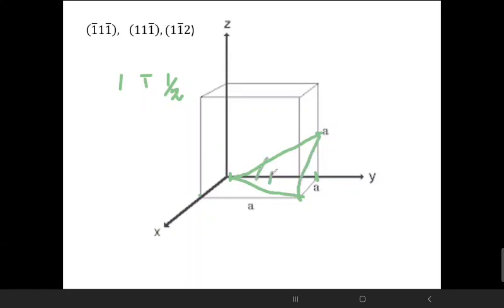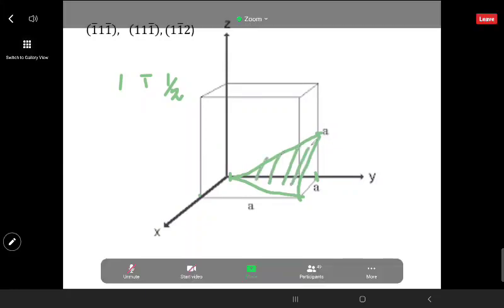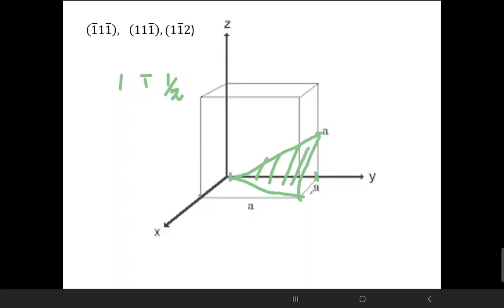Your plan. 1 minus 1 half. So that's all for drawing the plans. So don't forget to find out the reciprocal of these plans. That is very important. So you must know how to draw the directions as well as how to draw the plans.